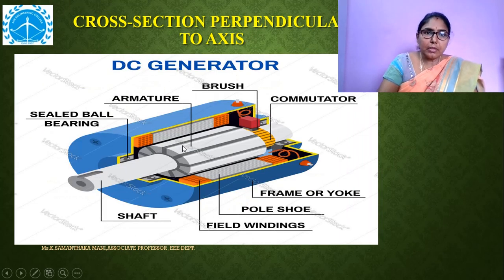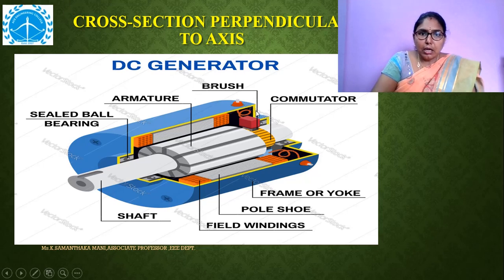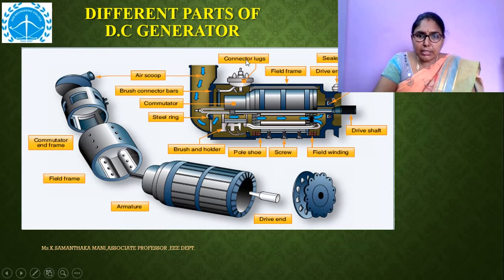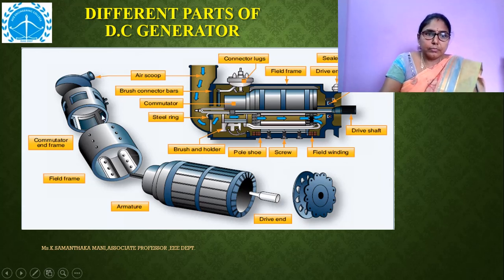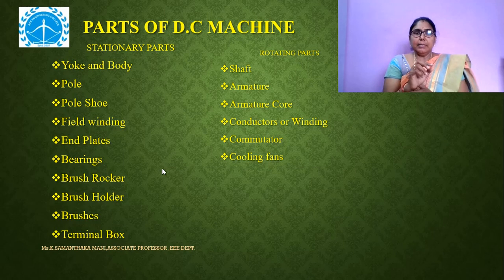Next. So this still gives you the cross-sectional view of the DC generator we discussed earlier. Now individually these are the parts of the DC generator. This is a commutator end frame. This is a field frame, and this is an armature, and brush and brush holder, pole shoes, screws. So we'll see in detail what the different parts of the DC machine are.